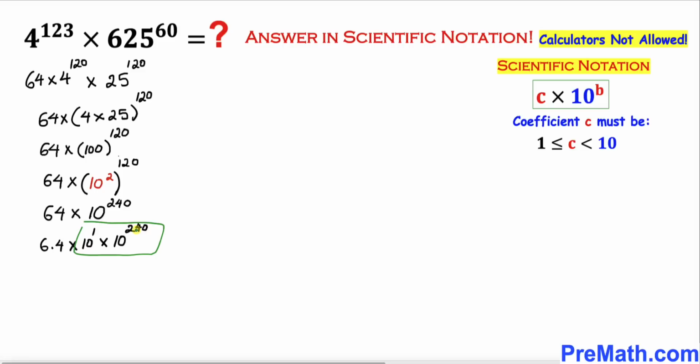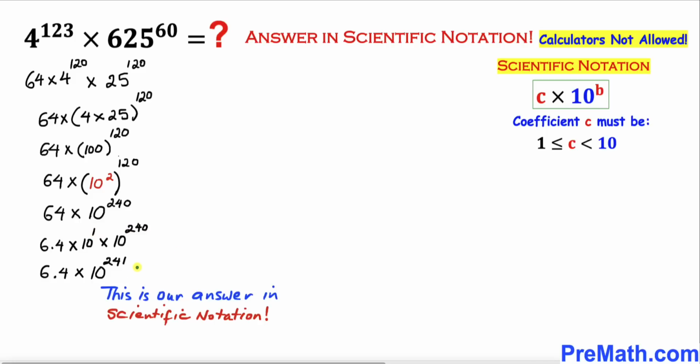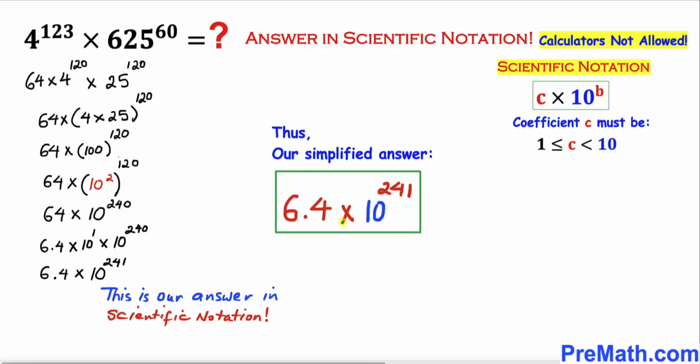We're going to add their exponents. And this has become 10 power 241 when we added these two exponents. And this is our answer in the scientific notation. As you can see the format. So thus our answer turns out to be 6.4 times 10 power 241.